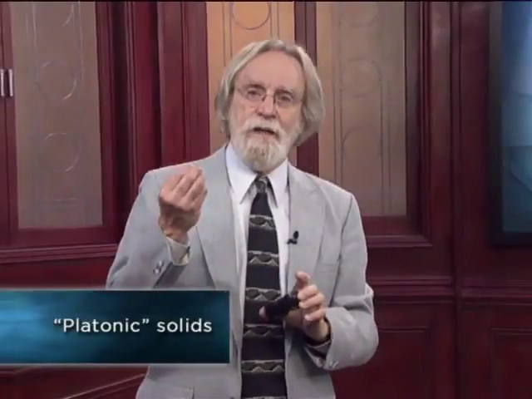Now what Euclid does in book 13 is address the regular solids and prove that there are only 5 of these. Only 5 of these can ever exist. The 5 regular solids are sometimes called the Platonic solids because Plato had discussed these. The Platonic solids are these.